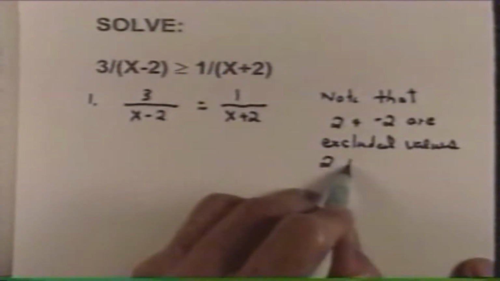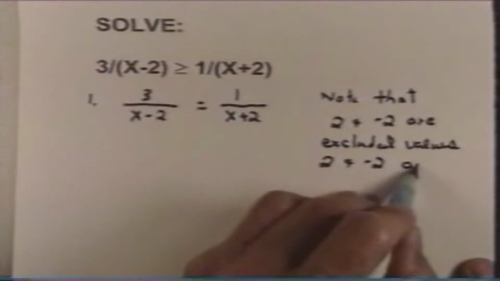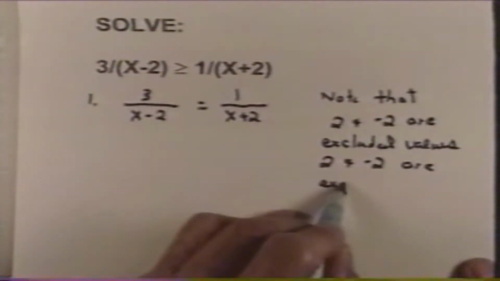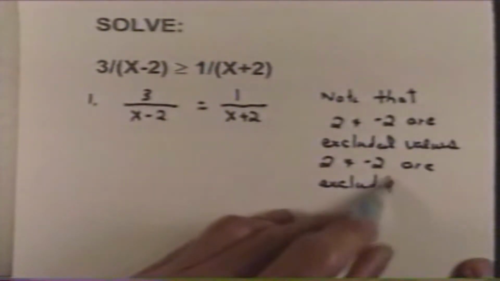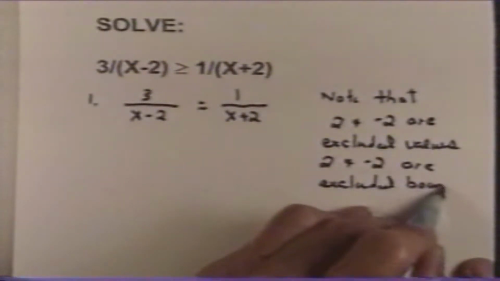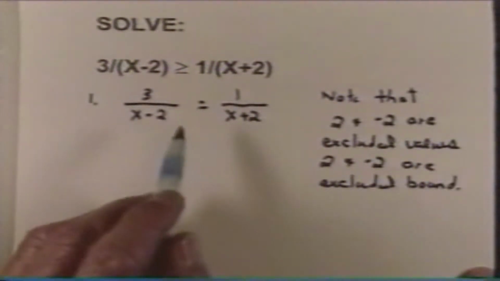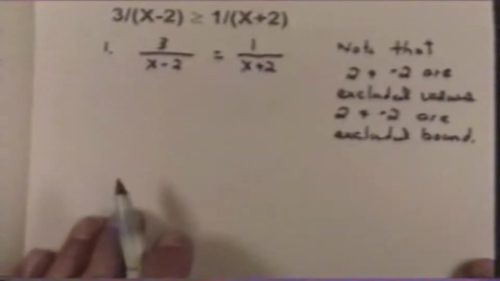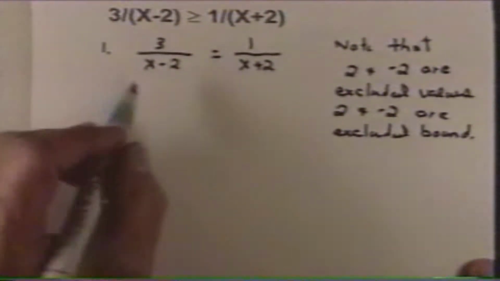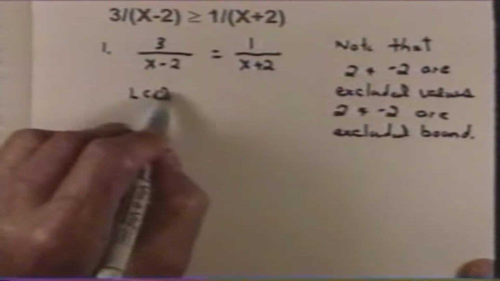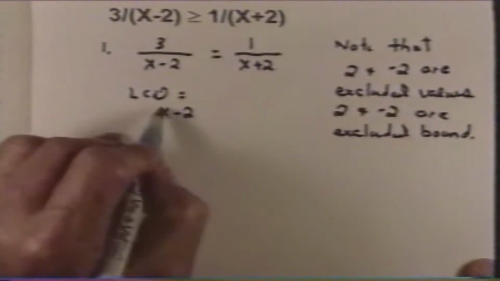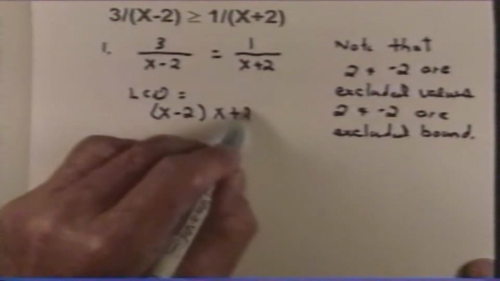That means that 2 and -2 are excluded boundaries. So excluded values become excluded boundaries when you solve inequalities. Now to solve this inequality, I need to clear fractions. To clear fractions, I need to multiply both members by the common denominator. So the common denominator is going to be x minus 2 times x plus 2.